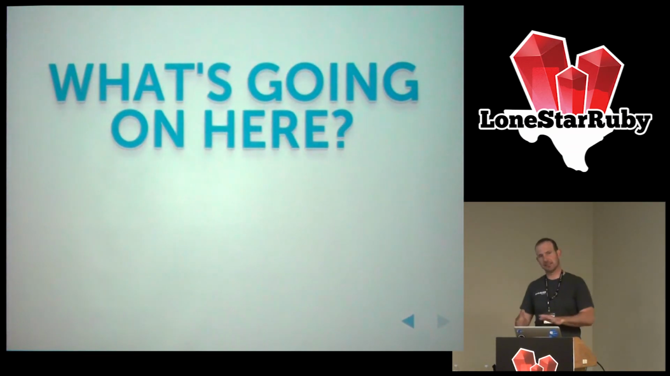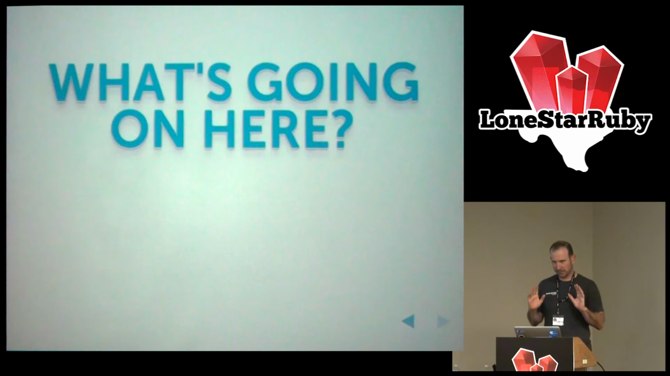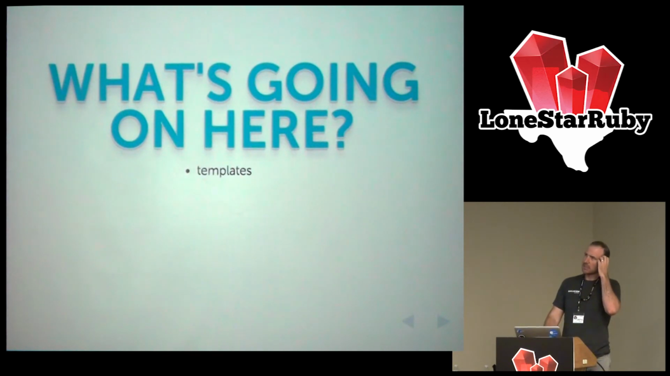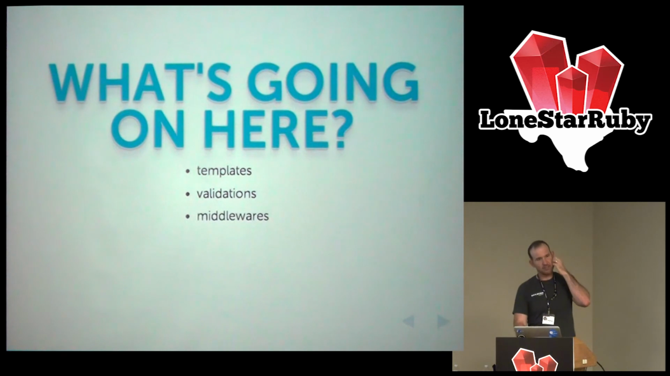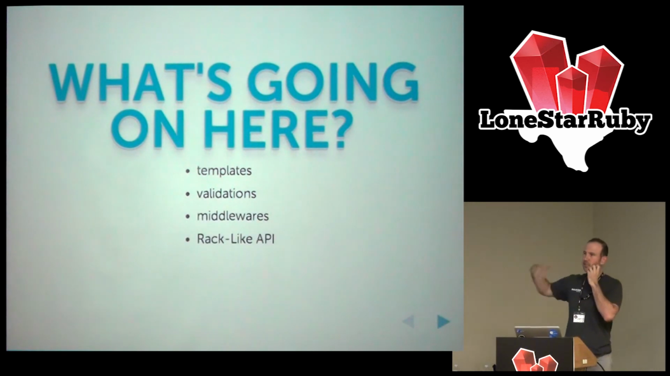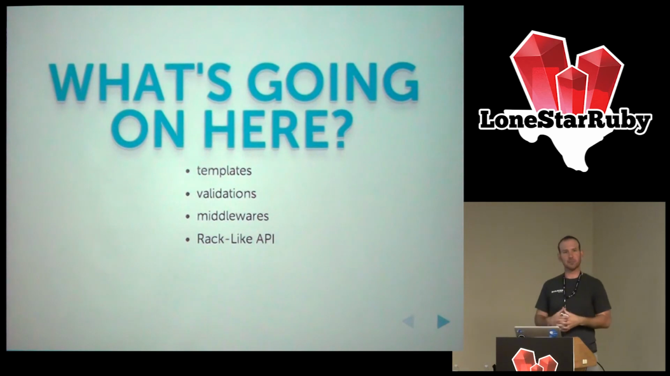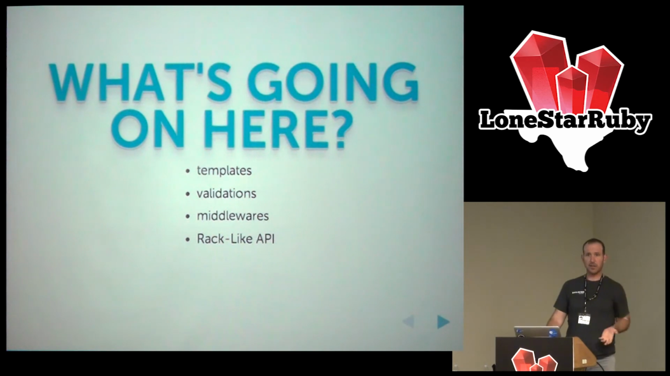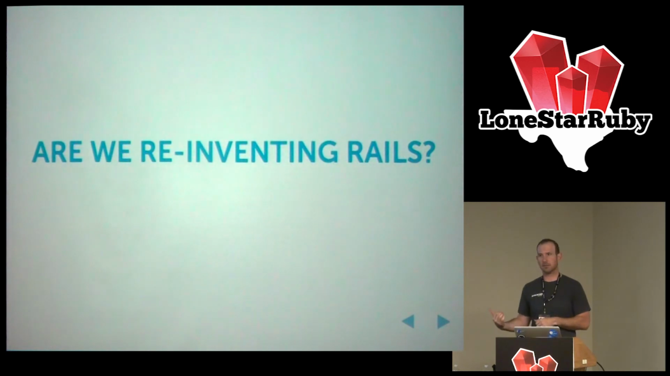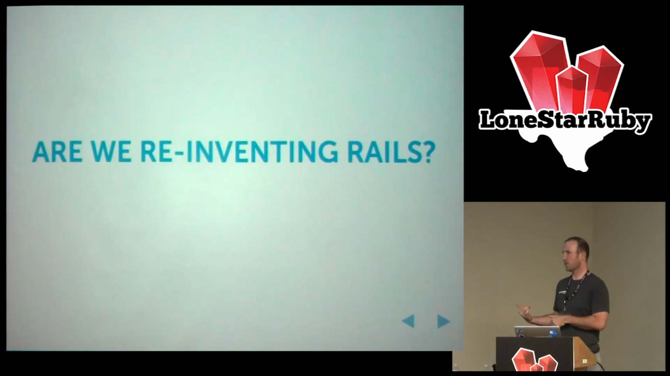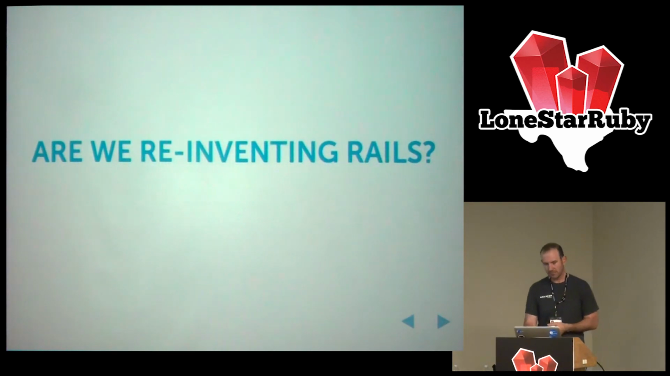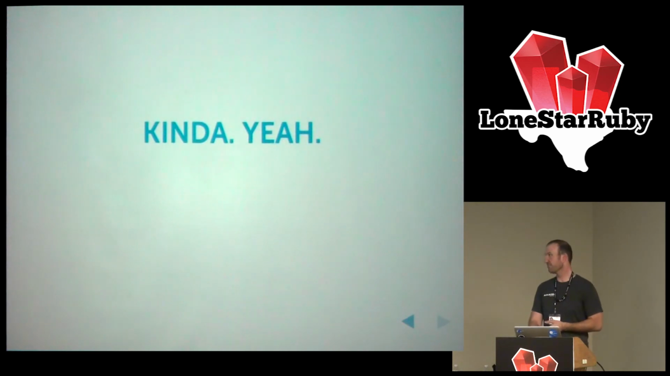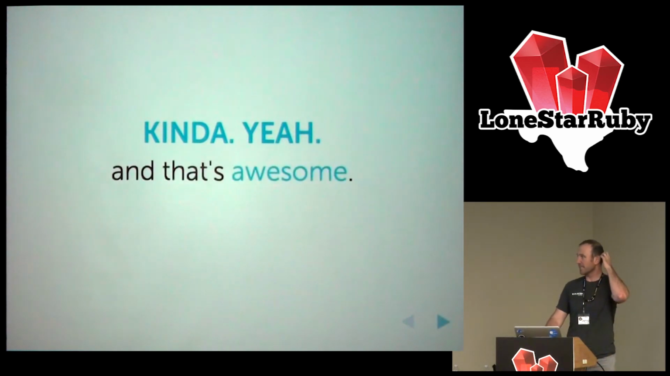But let's take a step back and think about this for a second. We've got a templating system, validations, middlewares, all happening over this rack-like API of a middleware dispatch chain. And I don't know if anybody here is thinking what I'm thinking, but are we going down a well-trodden path here? Are we actually reinventing Rails? Yeah, kind of. But that's okay.